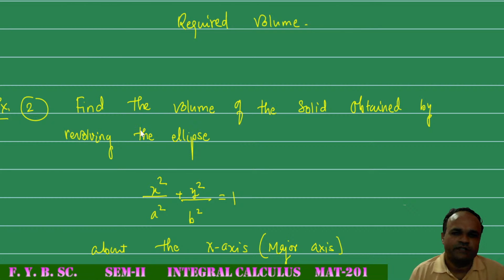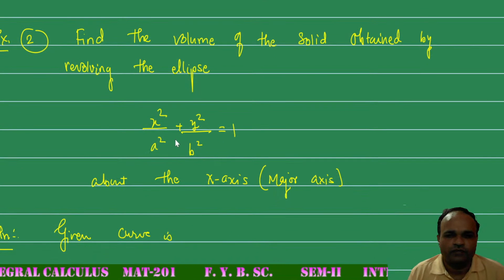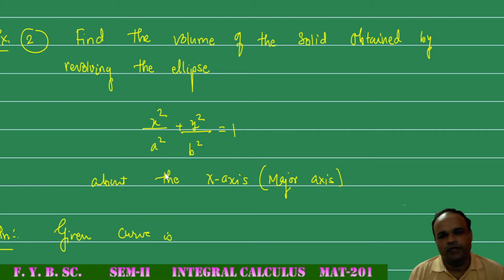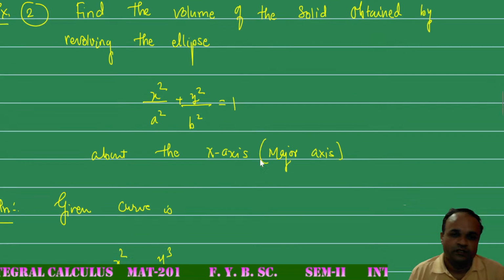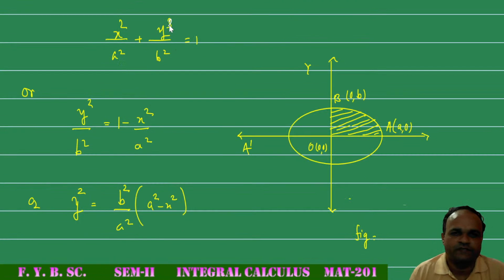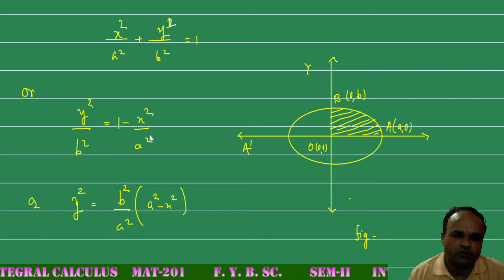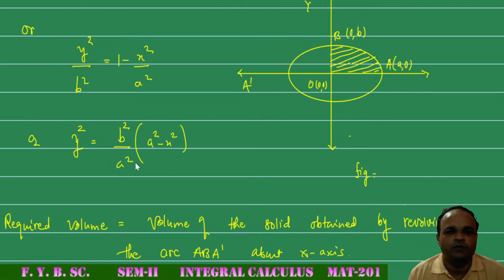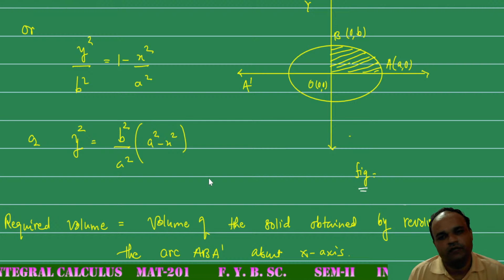Second illustrative example is: find the volume of the solid obtained by revolving the ellipse. The equation of the ellipse is x square upon a square plus y square upon b square equal to 1, and the axis of revolution is the x-axis, which is the major axis of this ellipse. See, the given curve is x square upon a square plus y square upon b square equal to 1. You can write this curve as y square upon b square equal to 1 minus x square upon a square, or y square equal to b square upon a square, times a square minus x square. You can refer to this figure.